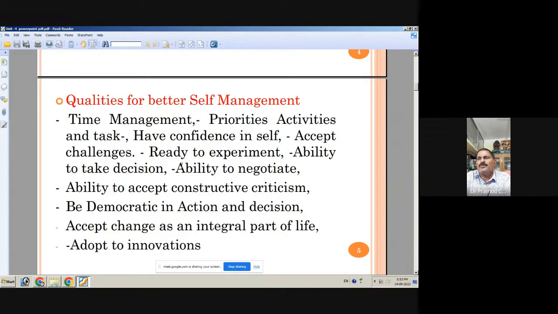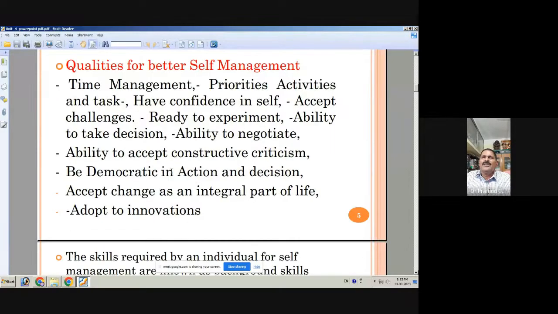But sometimes we must consider our ability in taking decisions. Sometimes when we do not take decisions, we must have the ability to negotiate with others. And sometimes we are not in a position to accept criticism. But always we must be in a position to accept positive, constructive criticism. And when we are doing something, our decision should be democratic by nature.